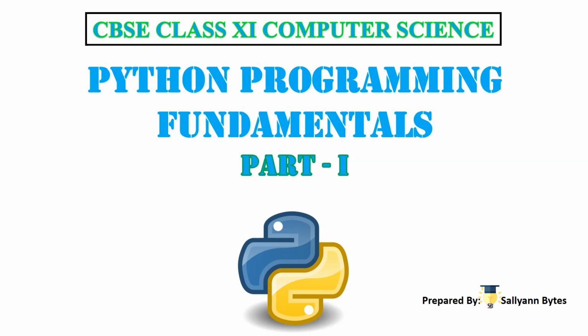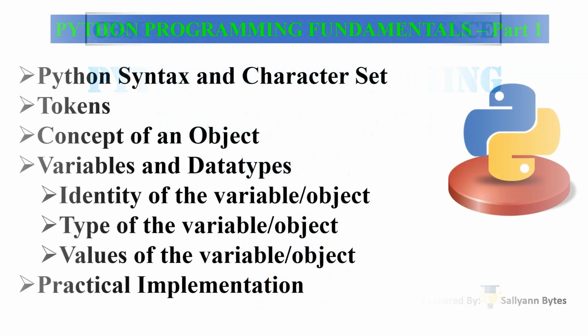Today, I am here to teach Chapter 4, Python Programming Fundamentals, for the Class 11 students of Computer Science. In this video, we are going to discuss Python syntax and character set, tokens, concept of an object, variables and data types, identity of the variable or object, type of the variable or object, value of the variable or object, and practical implementation. So, let's dive in and get started.